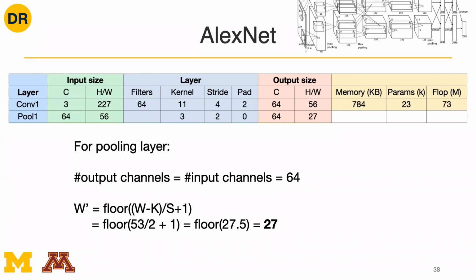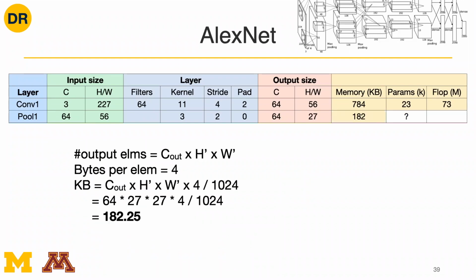Okay, but the thing to remember is the pooling operation does not have any learning parameters. And before that, let's see what memory goes into it. Again, we are looking at the number of output elements. So here it is C out multiplied by H' and W', and 4 bytes per element. Similar to what we saw earlier, you can compute the memory.